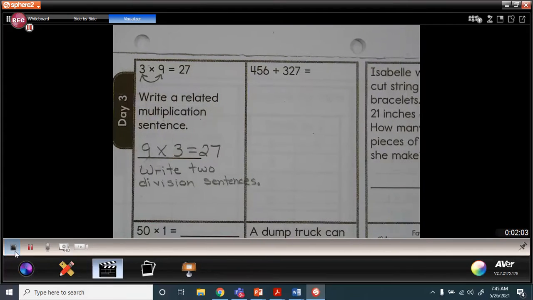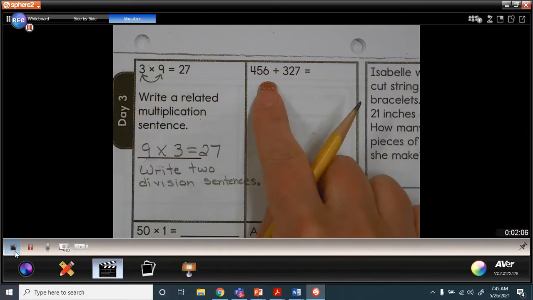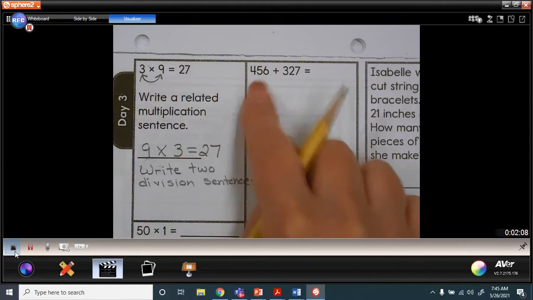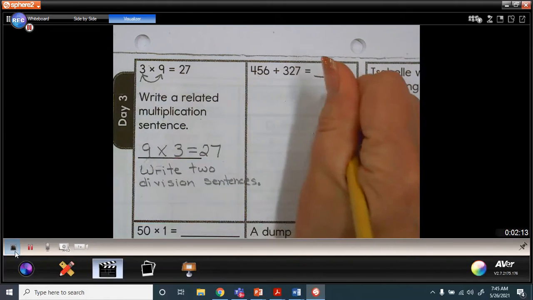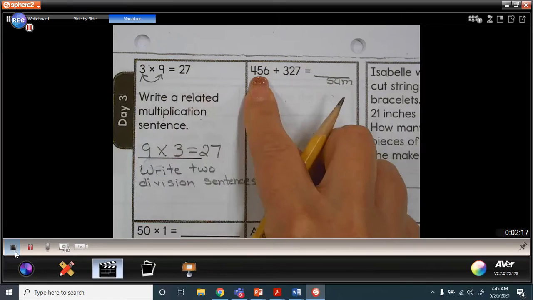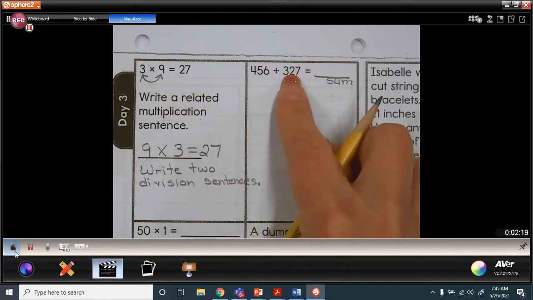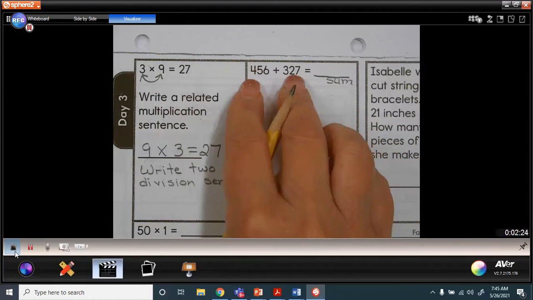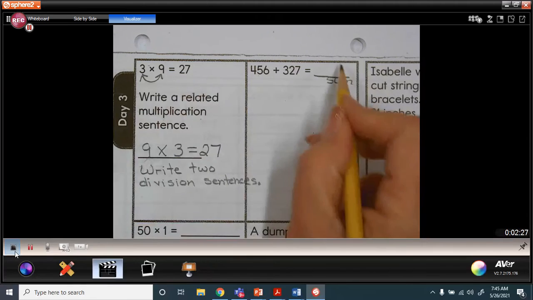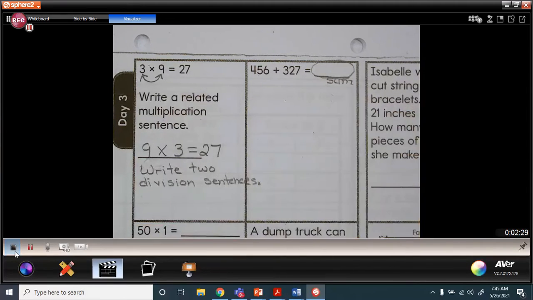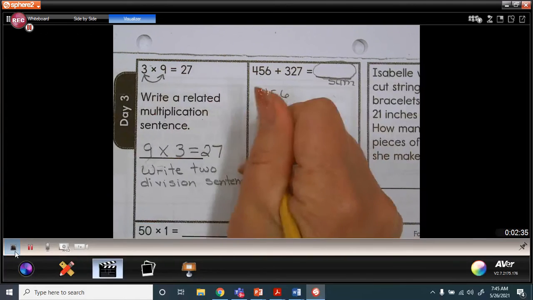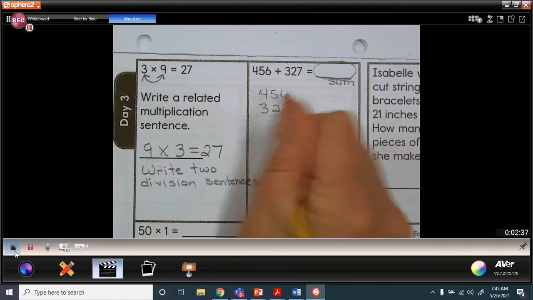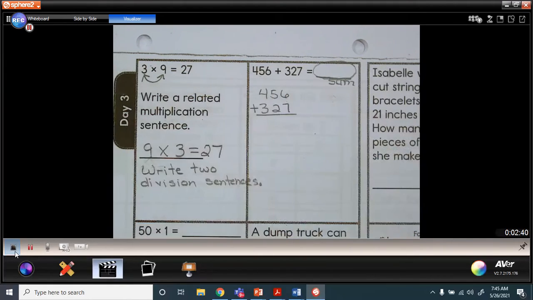Now let's take a look at our addition problem or equation. I have part of my total. That's my sum, right? This is called the sum. I have part of my sum being 456, and the other part of my sum is 327. I want to take these two amounts and combine them together to make one total sum. So we're going to start off with our algorithm, and I'm going to line up my place values because, again, place values are important when we're using our algorithm.